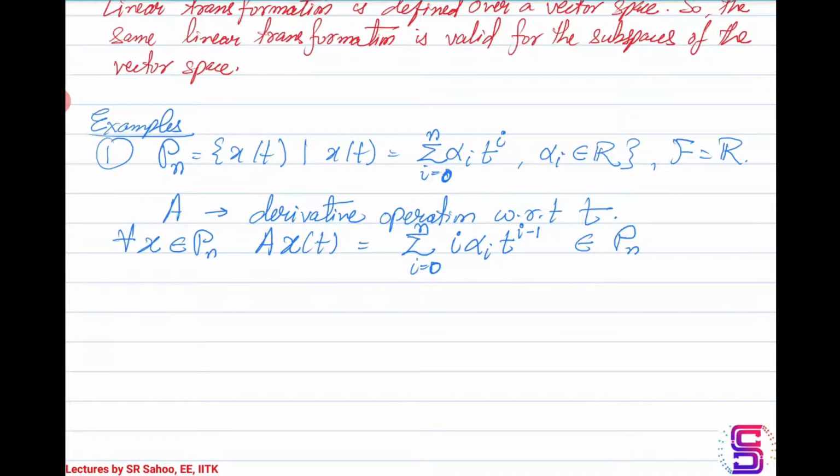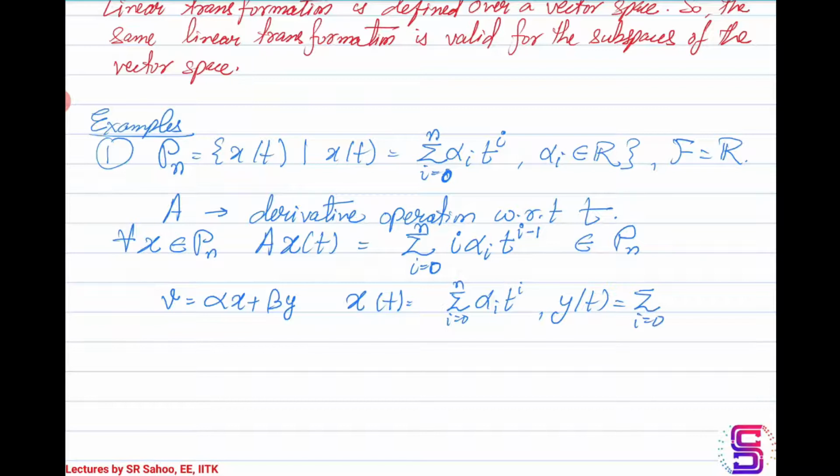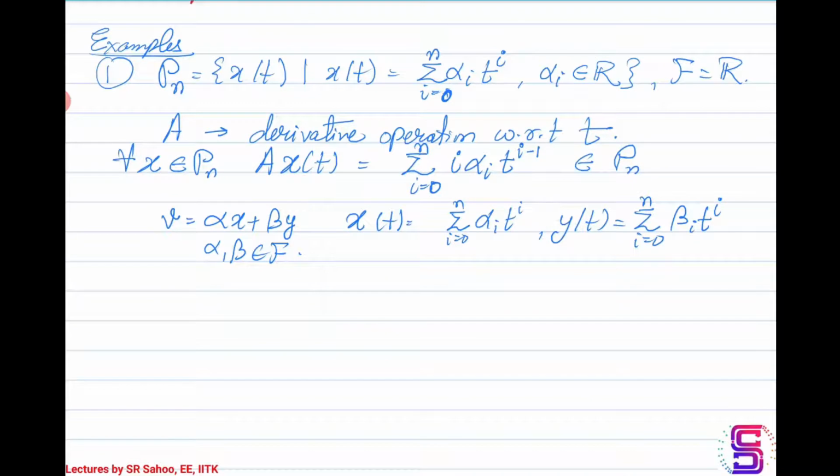How do you prove that it's a linear transform or not? So consider a vector V, which is a linear combination of alpha x and beta y. So x I'll represent as the sum from i equal to 0 to n of alpha i t to the power i, and the vector y I'll represent as the sum of beta i t to the power i. Okay, and here the alpha, beta all belong to the field. Now given this, what is V?